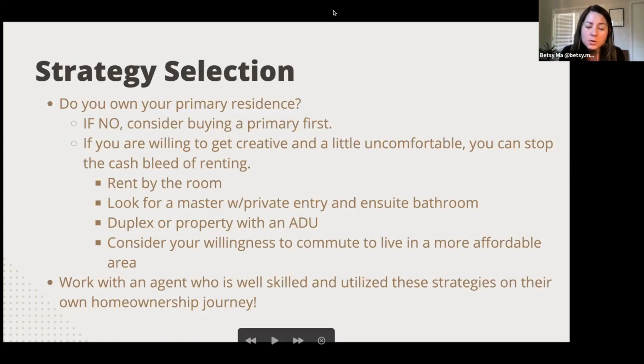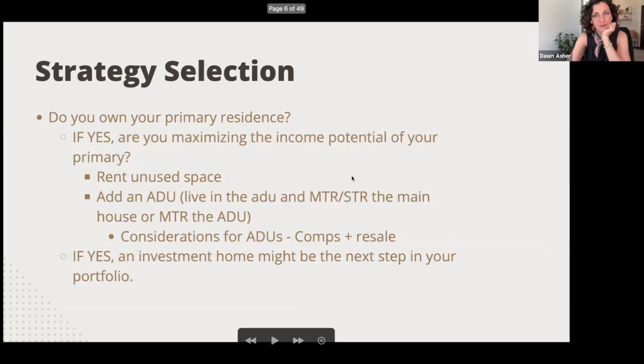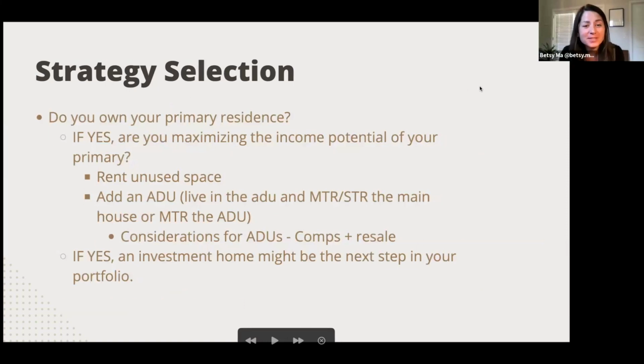Now, if you do own your primary residence, we want to invite you. So, Dawn, if you could advance the slide. If you do own your primary residence, are you maximizing the income potential of your primary? Are you renting out unused space? Could you add an ADU? Maybe you could live in the ADU and midterm or short-term rent the main house.